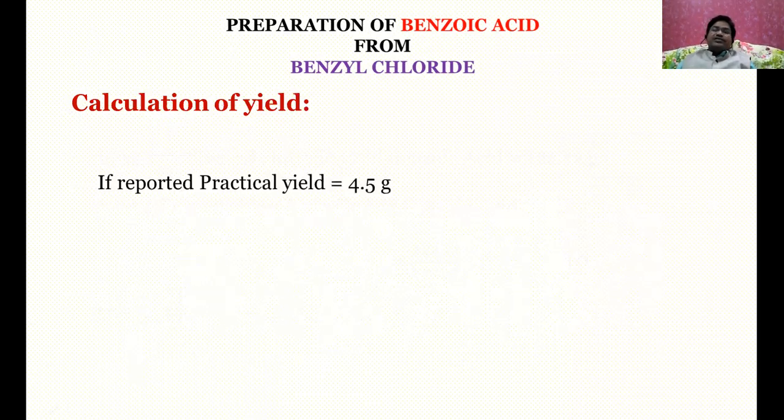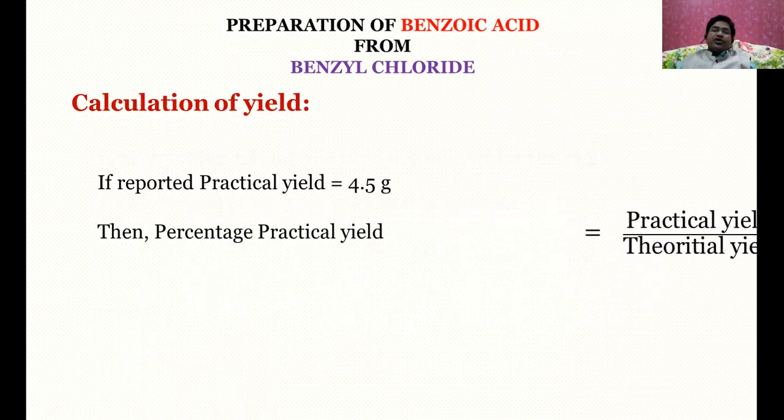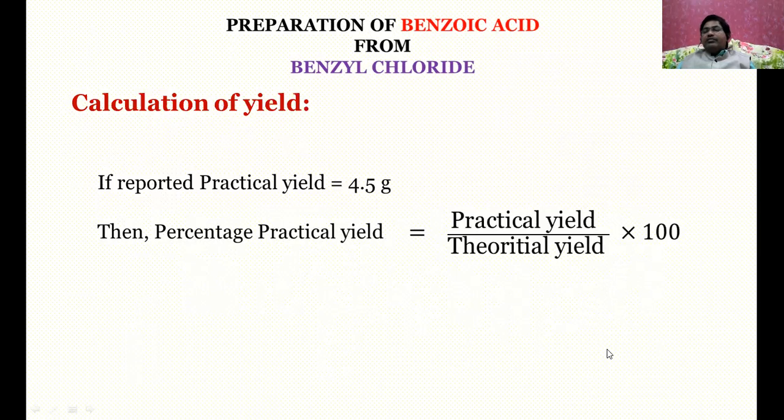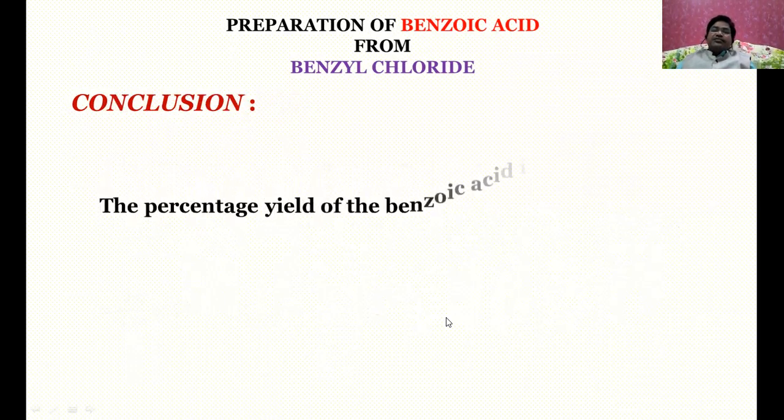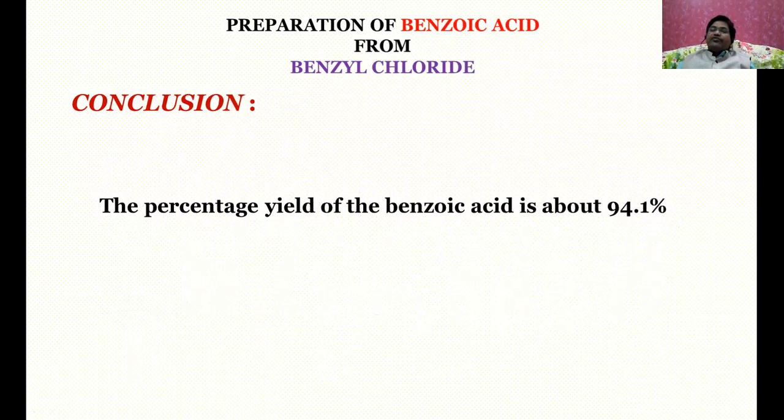If the reported practical yield is 4.5 grams, then the percentage practical yield is going to be the practical yield divided by the theoretical yield into 100. Then the practical yield is 4.5 and the theoretical yield is 4.78, into 100, which is going to be 94.1% yield. Now, our conclusion is that the percentage yield of the benzoic acid is about 94%. With this, we can conclude our session.